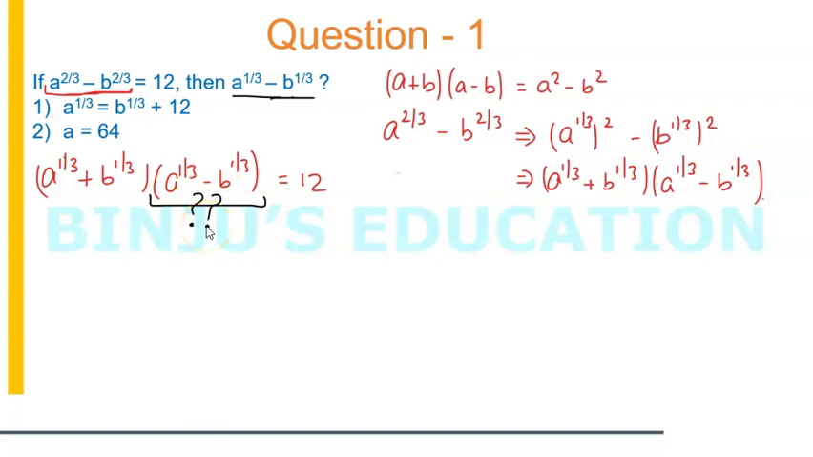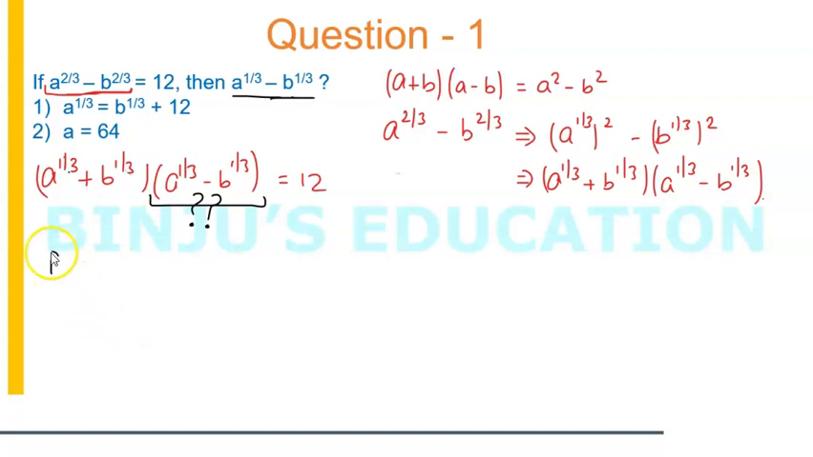Now, what are the ways of doing that? One way obviously is if we can figure out somehow what is a to the power 1 by 3 plus b to the power 1 by 3. Either we get that piece of information or we know the value of a and b. These are the two ways in which we can figure out this. Now let's go through these statements.